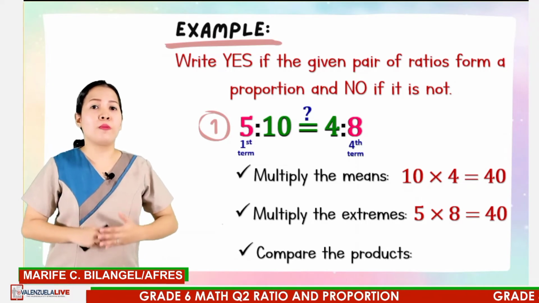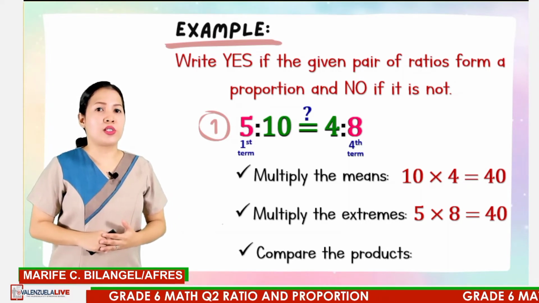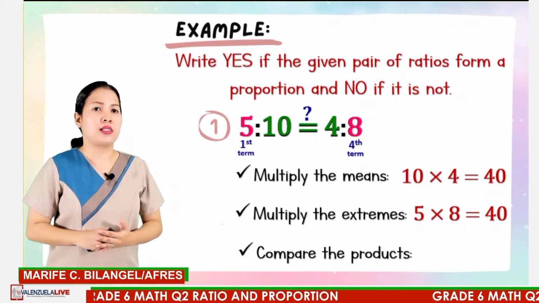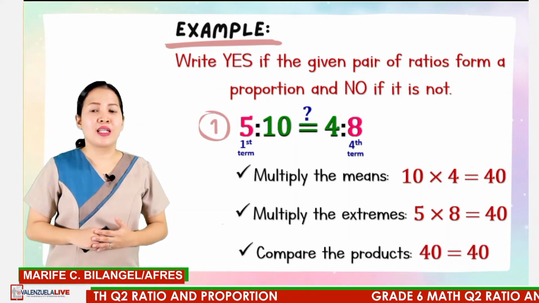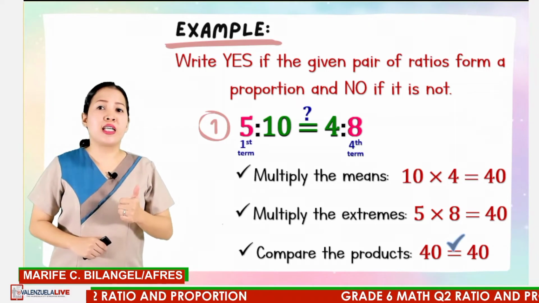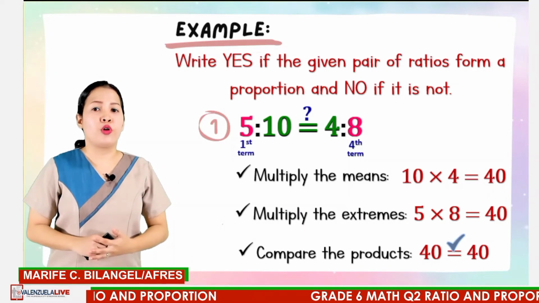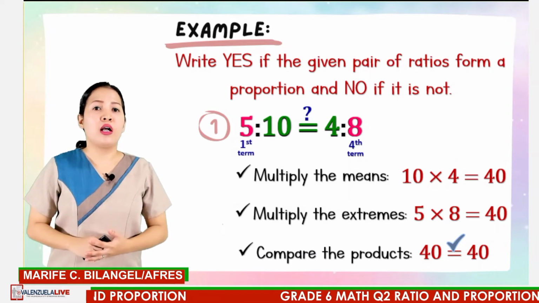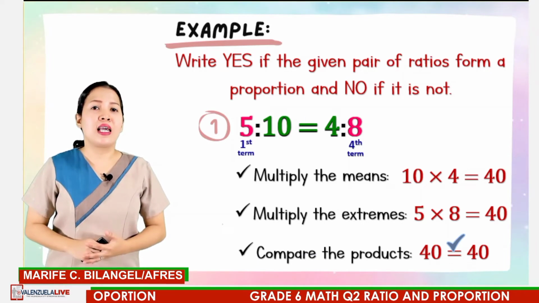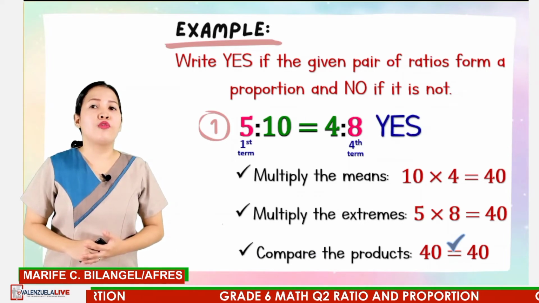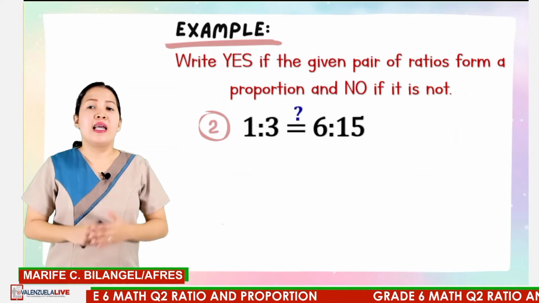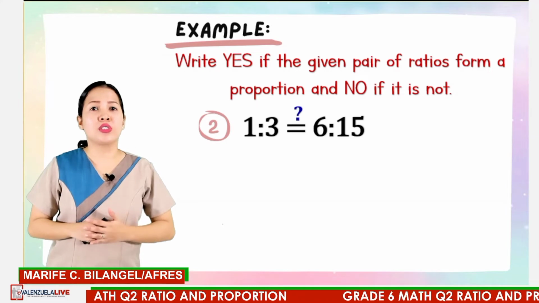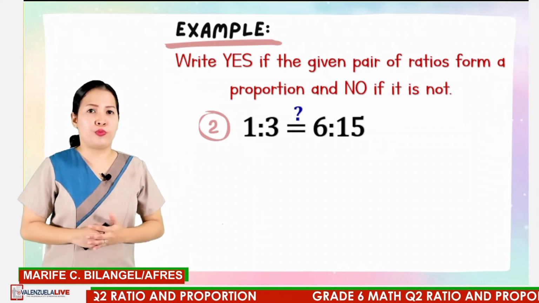Let us now compare the products. Is 40 equal to 40? Yes, 40 is equal to 40. Therefore, 5 to 10 is equal to 4 to 8. They form a proportion. Next, we have, is 1 to 3 equal to 6 to 15?